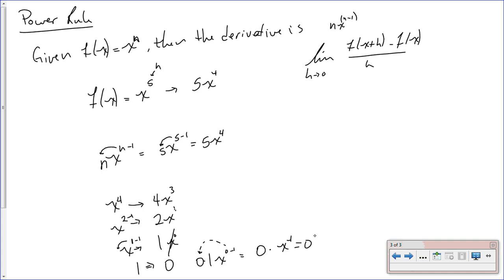All right, so that's the power rule. And always remember that the derivative of x is 1. All right, the derivative of x, x to the first, or just x, will always be 1. All right, now let's look at your constant multiple rule.